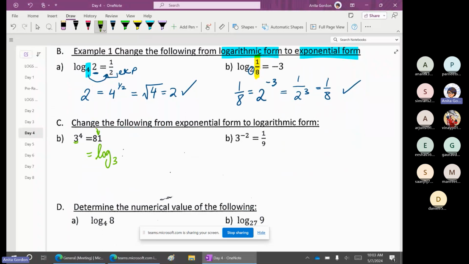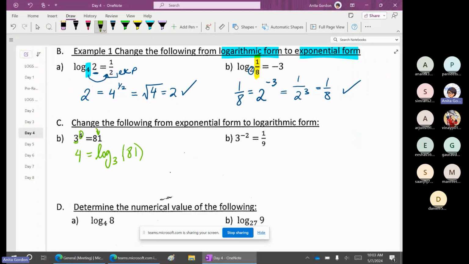The result goes inside of my log. You don't always need to use brackets, especially if you're dealing with numbers, but you'll see on the next page that once the stuff inside gets more complicated, we will need brackets. Okay, and then what's left over on the other side is the exponent.